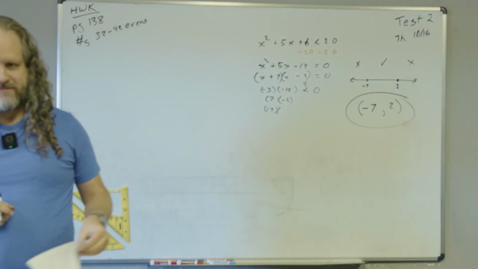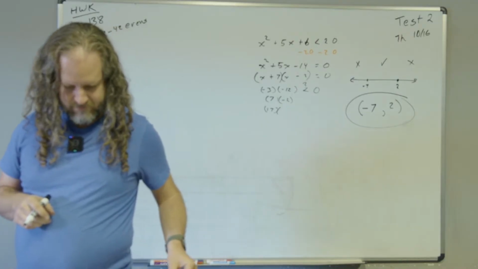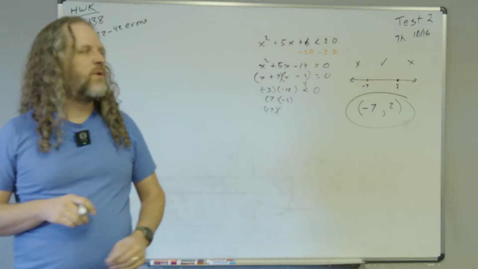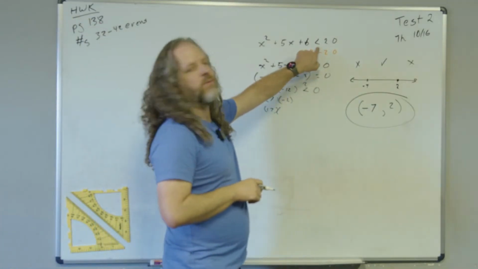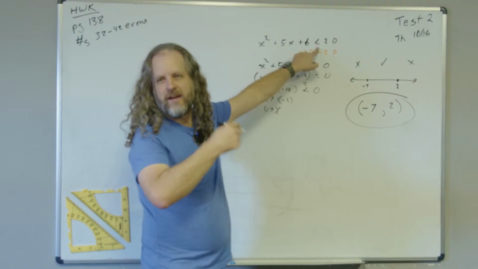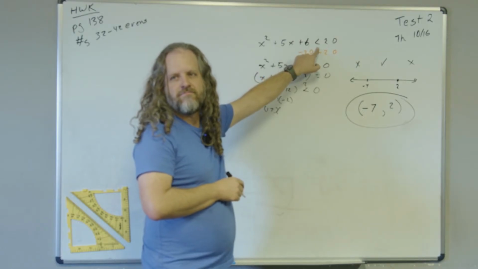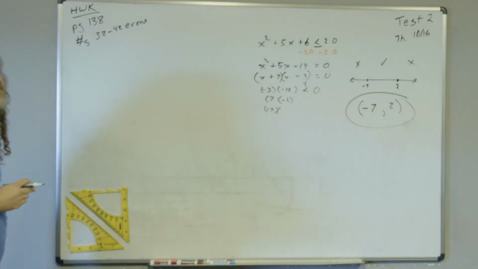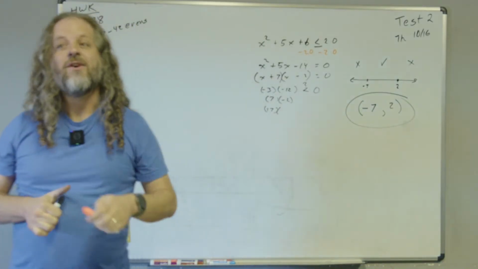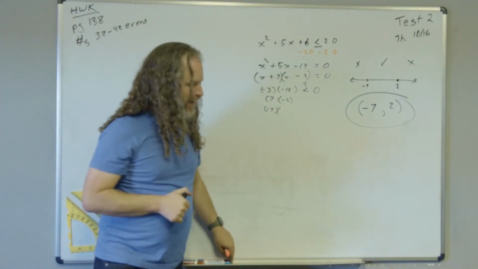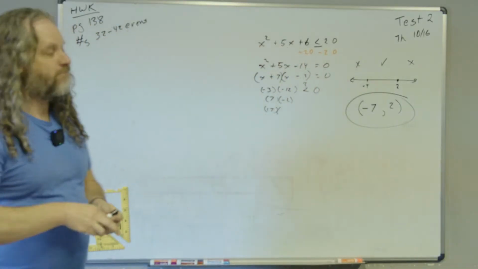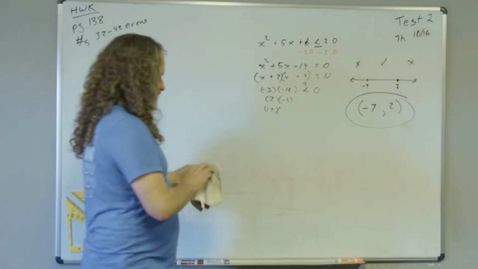Let's do another one. If it was outside, you would use the brackets and not parentheses. If it was equals, if there's a line underneath, then you would use brackets. Got to think about the context. This is interval notation, not an ordered pair. Let's do another one.